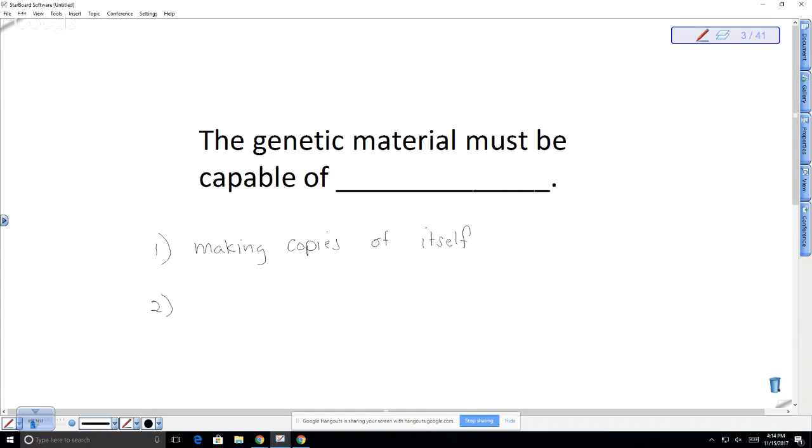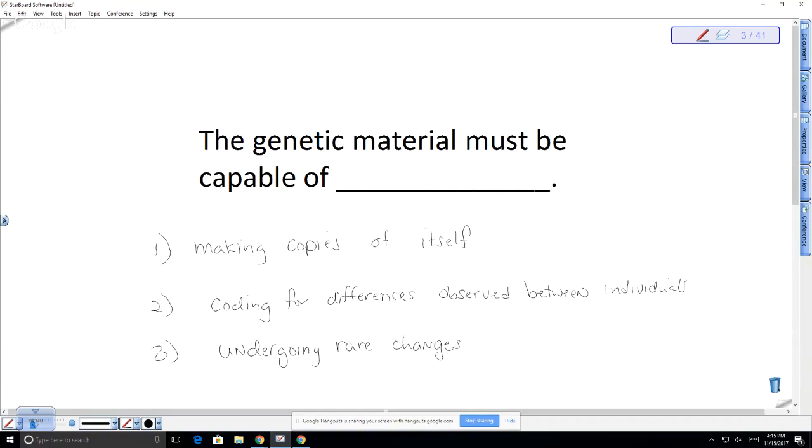The second thing that it must be capable of is coding for differences observed between individuals. Within a species, like different people, but also like between humans and earthworms. So coding for differences observed between individuals. And the third thing is it must be capable of undergoing rare changes.